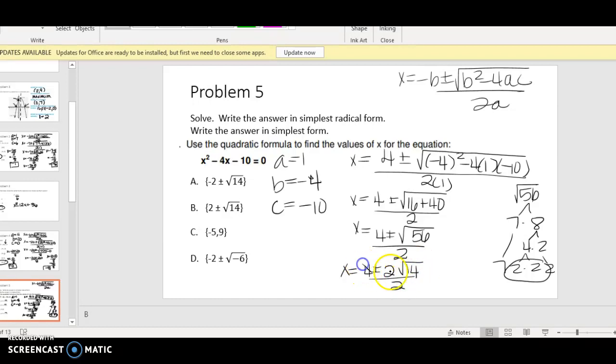And then I can reduce all of these by 2. So I wind up with 2 plus or minus square root of 14 over 1, which I don't even have to put. So the correct answer would be answer choice B.